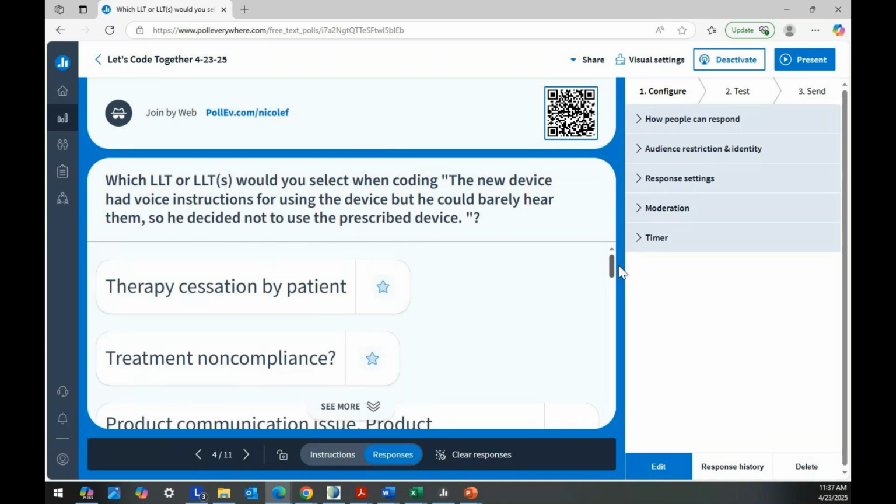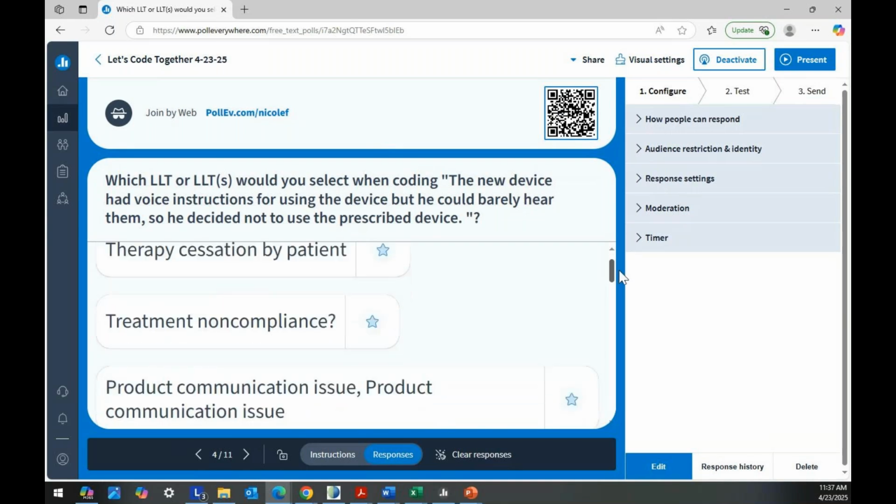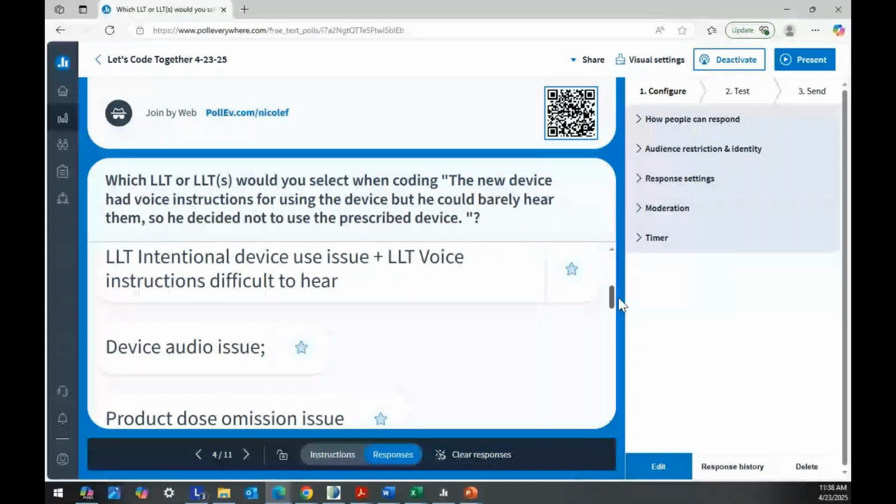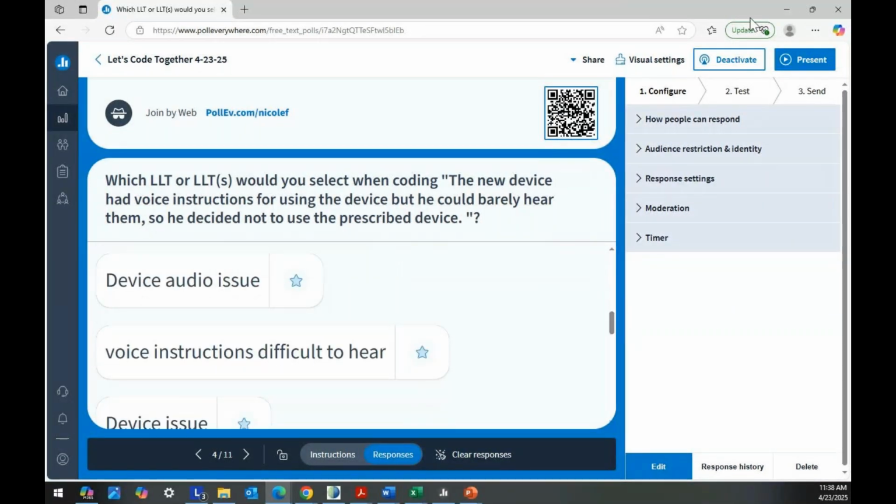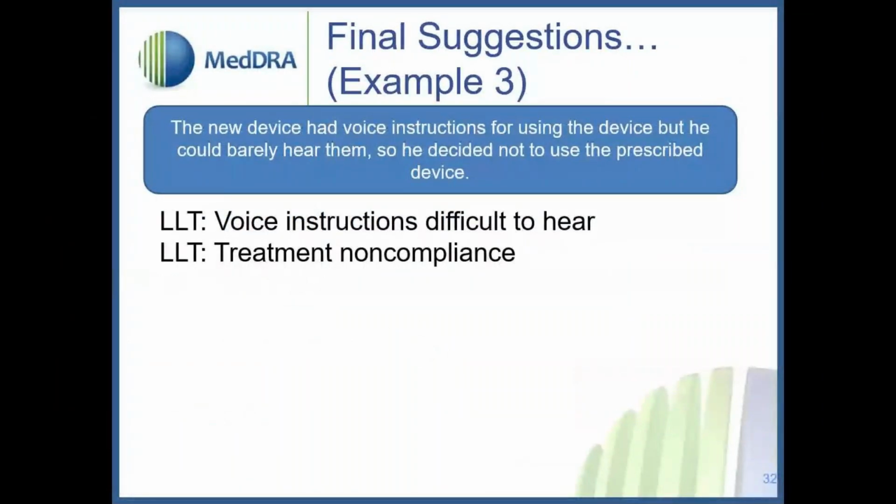Excellent, very good. So Nicole, I see that people are really very adept at using the browser and also looking for the exact match LLT. Excellent. Any questions for this third example? I am not seeing any questions. We've got some coding pros. Yes, we do. Excellent job. So I will now hand over to Nicole for her fourth example.